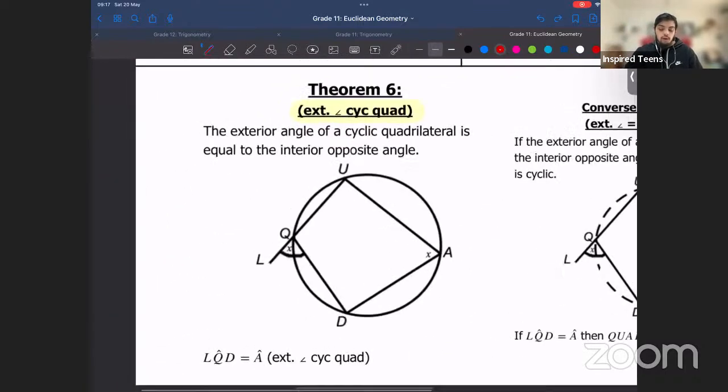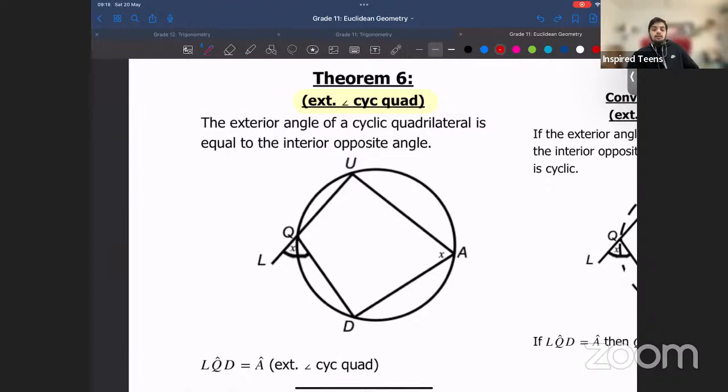Okay, let's move on to the second theorem of a cyclic quadrilateral, and that is the exterior angle of a cyclic quadrilateral. So again, this first one is assuming that you do know and it is given that it's a cyclic quadrilateral. Okay, so the exterior angle of a cyclic quadrilateral is equal to the interior opposite angle.